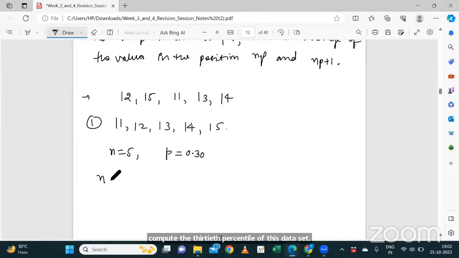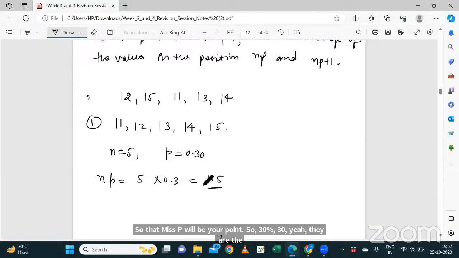After that, we have to compute NP. So what is the NP? 5 into 0.3, that means 1.5. Sir, how do you compute P? I just took it randomly. I'm saying I'm interested to compute the 30th percentile of this data set. So that means P will be 0.30. See, 30th percent is 30 divided by 100, right? Okay.